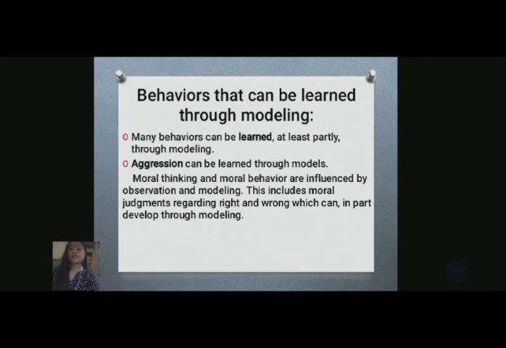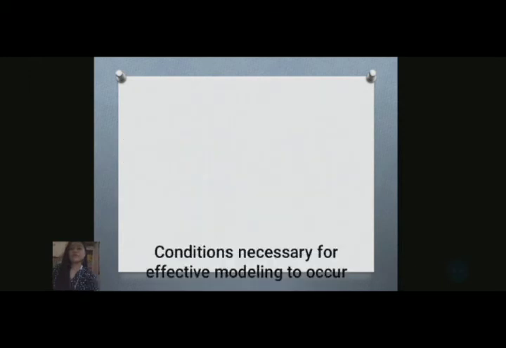Aggression can be learned through models. Research indicates that children become more aggressive when they observe aggressive or violent models. Another is moral thinking and moral behavior are influenced by observation and modeling. This includes moral judgments regarding right and wrong, which can in part develop through modeling.